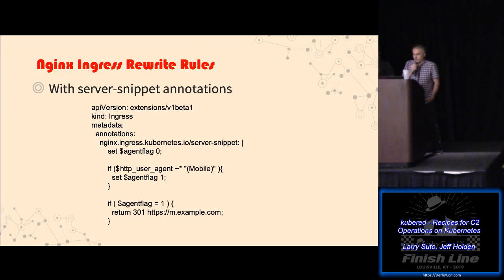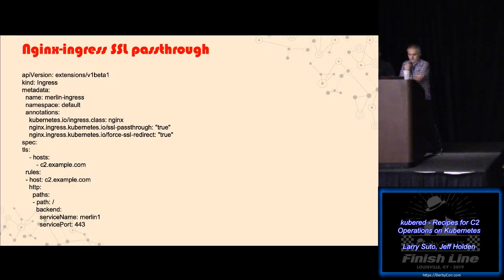Yeah, this is just another example of a rewrite rule. Just check, this is a server snippet as opposed to a configuration snippet. And this just checks the user agent. And then if that's not in the user agent field, it just returns it to a different URL.